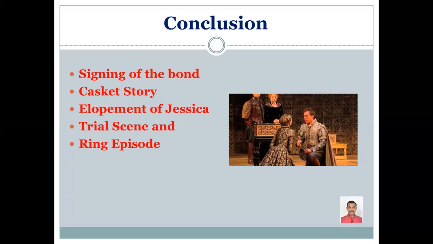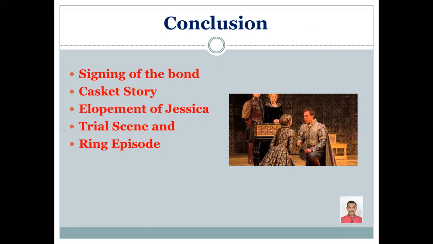Then we have seen the trial scene. That was the most beautiful scene written in English literature. In that trial scene, we have seen how Portia cleverly saved the life of Antonio from the clutches of Shylock. And finally, in the fifth act, we have witnessed the ring episode, which starts at the end of the fourth act and ends in the fifth act, where we find how those girls, in the guise of the lawyer and the lawyer's assistant, take their husbands' rings as a gift and demand those rings back in the fifth act. And that ring episode is concluded in the fifth act.